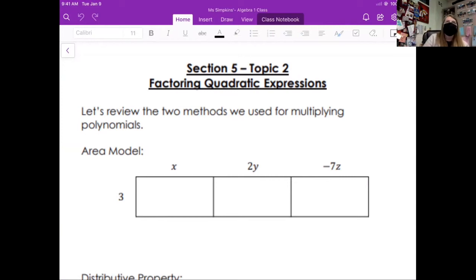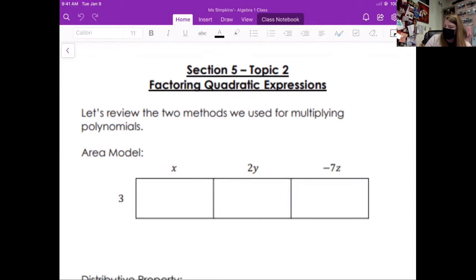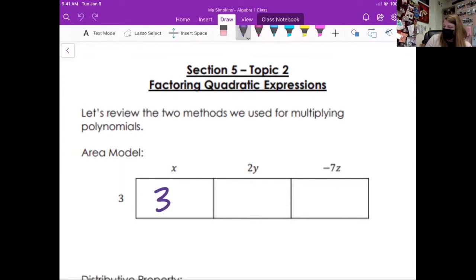This is an area model. I'm trying to multiply 3 times x plus 2y minus 7z. So how you know how to factor or to multiply is to multiply each of the pieces. So 3 times x would be our 3x. 3 times 2y is 6y. And 3 times negative 7z would be negative 21z.